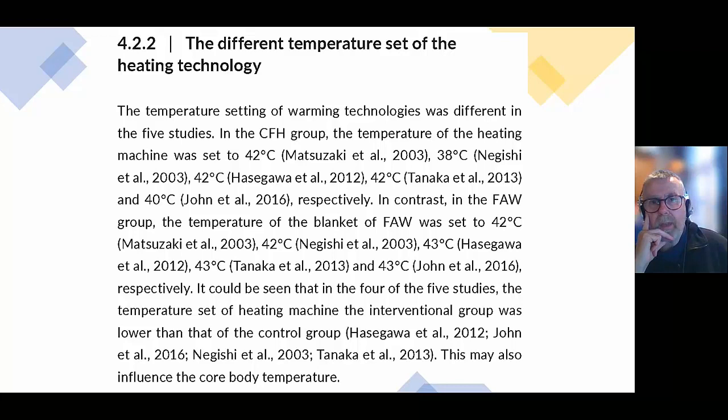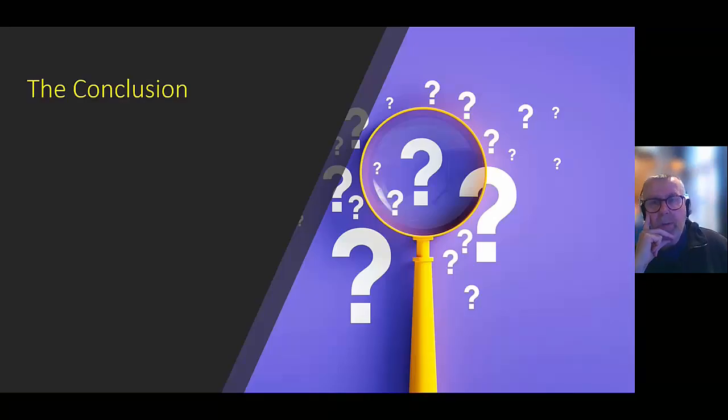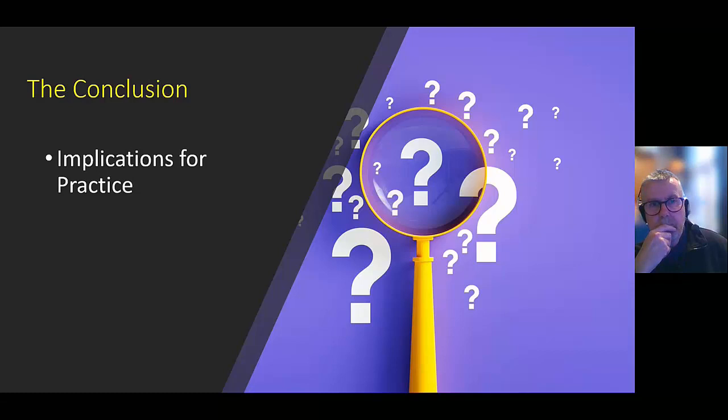Secondly, they note that there were differences in the temperatures set for each device of the 2 approaches across the 5 papers. Thirdly, the actual measurement of core body temperature was not exactly the same, again across all 5 papers. And so we come on to their conclusions, where they will also talk about implications for both clinical practice and possible future research.